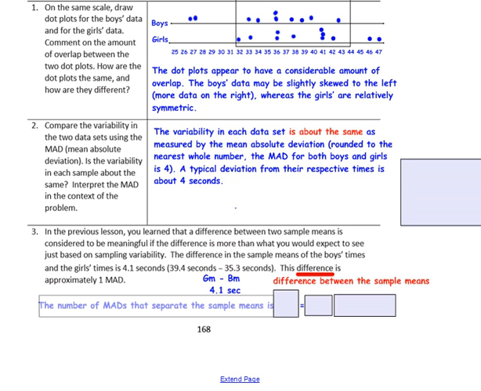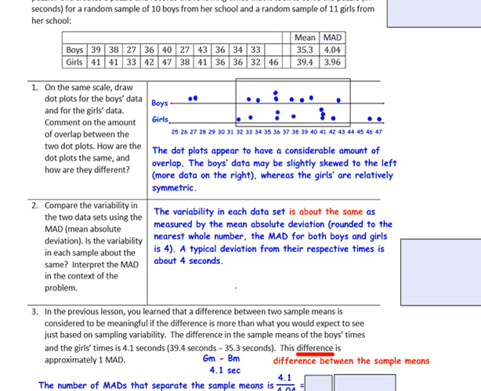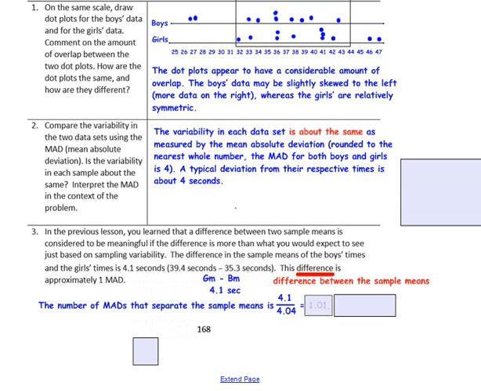The number of MADs that separate the sample means is 4.1, which is the difference, divided by the greater MAD, 4.04. And we get that from the data right up here. When you do that division, you get 1.01. And so that is about 1 MAD. The number of MADs that separate the sample means is about 1. This is a formula you'll be using quite often, finding the number of MADs that separate the means. We'll be practicing that.